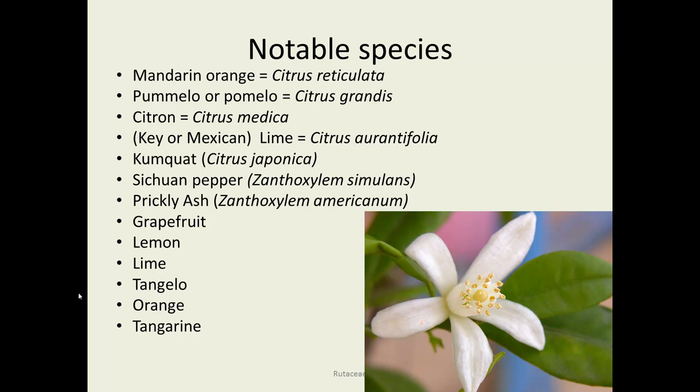The many notable species: mandarin oranges, pomelos, citrons, key limes, kumquats, Sichuan pepper, and locally prickly ash. Many different types of citrus. I'll explain later why we don't have a species name for all those. Grapefruit, lemon, lime, tangelo, orange, tangerine. You can see the very attractive flower there of a lime plant.